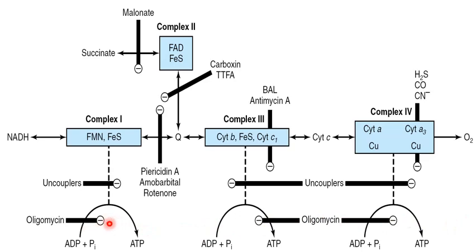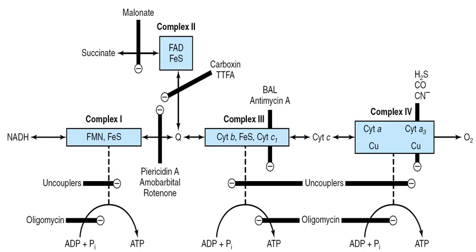So the first one is oligomycin, and another is atractyloside. It is an inhibitor of oxidative phosphorylation. It basically inhibits the pumping of ATP outside the mitochondria and the pumping of ADP inside the mitochondria. So that is atractyloside, the inhibitor of oxidative phosphorylation.